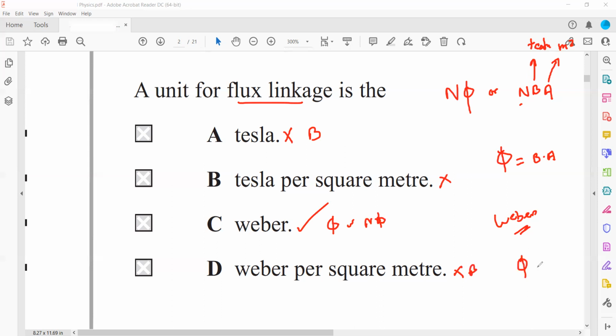How? Because the flux equals B dot A. So this is flux, how many field lines are passing through a unit area. That is Weber. We don't know B, and A is the area, which is meter square. So Weber divided by meter square will be B. So Weber per square meter is the unit for B. But they are asking for flux linkage. Flux linkage is basically N phi. So what is the unit of phi? The same applies for flux linkage. That's why C is the right answer for this.